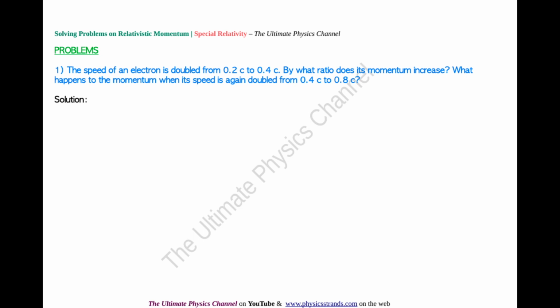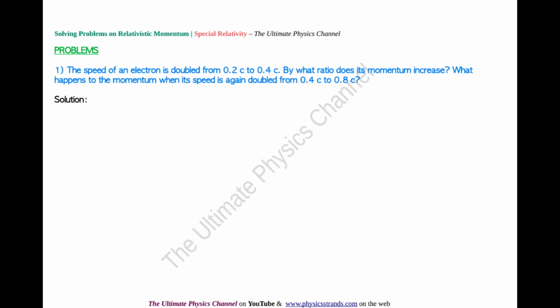The first problem: the speed of an electron is doubled from 0.2c to 0.4c. By what ratio does its momentum increase? What happens to the momentum when its speed is again doubled from 0.4c to 0.8c?